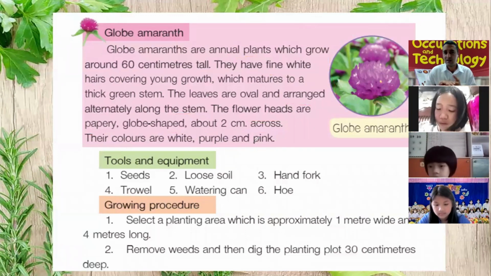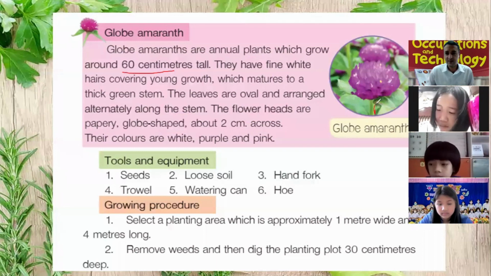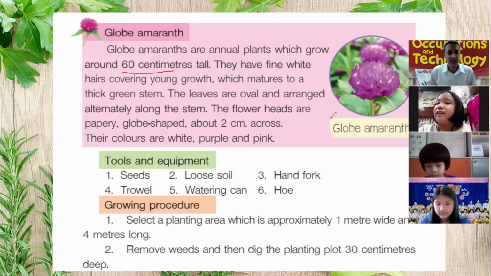And how tall do they grow? They grow around 60 centimeters. It can grow 60 centimeters tall. And they have fine white hair around here. You can see on the stem, right? So they have fine white hair covering the young growth, which matures to a thick green stem. So as time passes, while it grows up, the stem can also develop thicker, right?